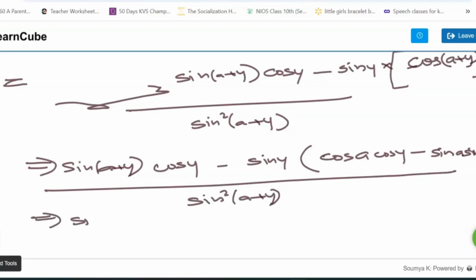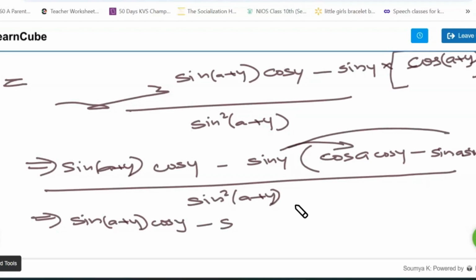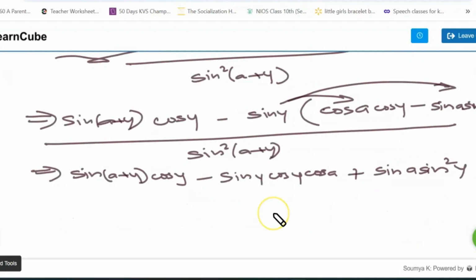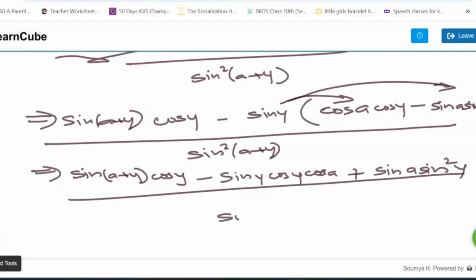Again, sin a plus y cos y minus, open this bracket, here you have to multiply the sin y with both the terms. In that case, you will get sin y cos y and cos a. Minus minus will be plus here, sin a and sin square y, and the denominator will be the same, it is sin square a plus y.